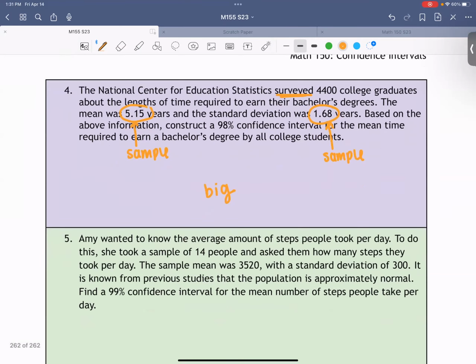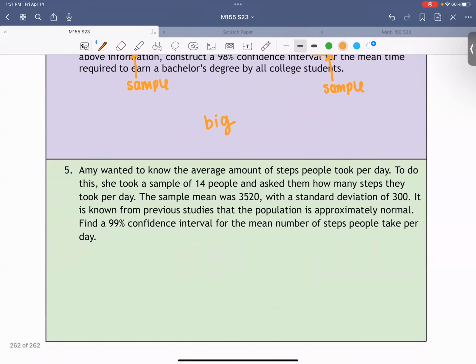All right, let's just do one more. I wanted to know the average amount of steps people took per day. I took a sample of 14 people. The sample mean was 3,520 with a standard deviation of 300. You can kind of stop reading now. Who says population standard deviation? Who says sample standard deviation? Good. Anyone want to explain why this is a sample standard deviation? Ange?